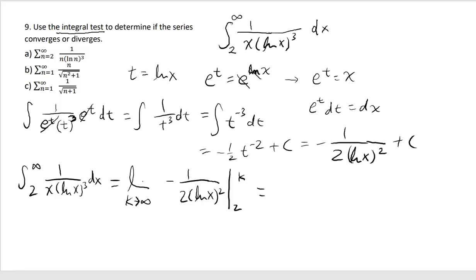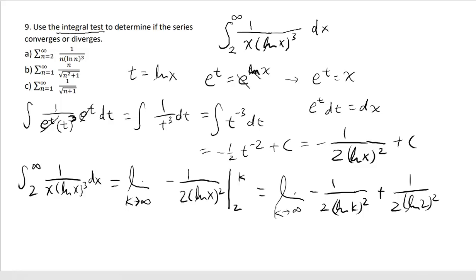Which means when you put k there, it's negative 1 over 2 ln of k squared, and then minus of minus, so that's plus 1 over 2 ln of 2 squared with k sent to infinity. Now what's ln of infinity? When k going to infinity is plugged here, log of infinity is infinity. Infinity squared is infinity, so you have 1 over infinity. So what that gives us is just 0 from the first one.